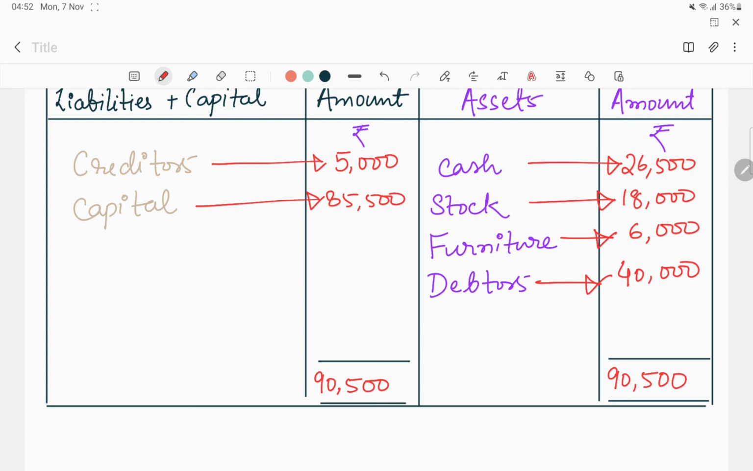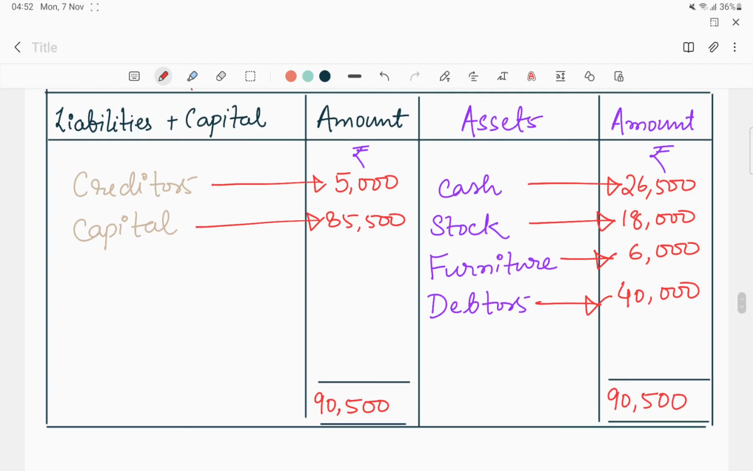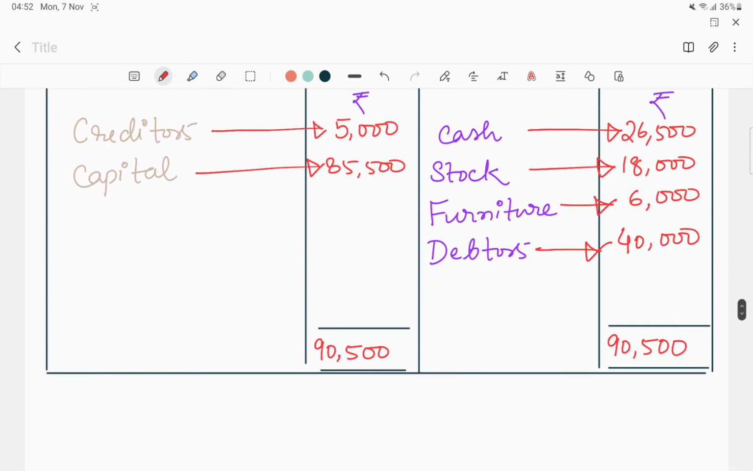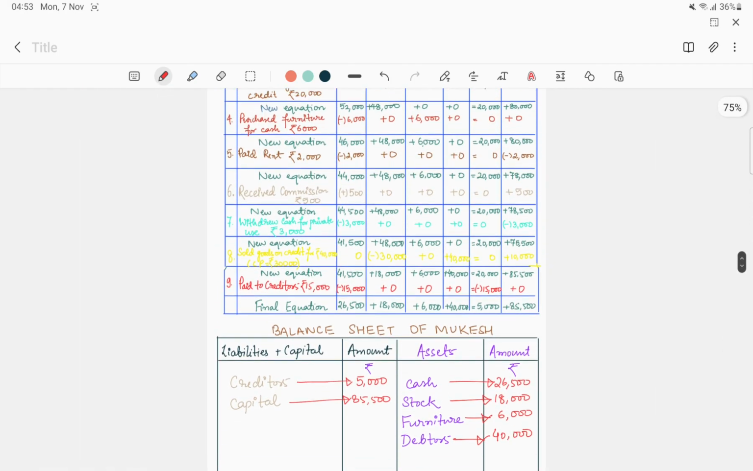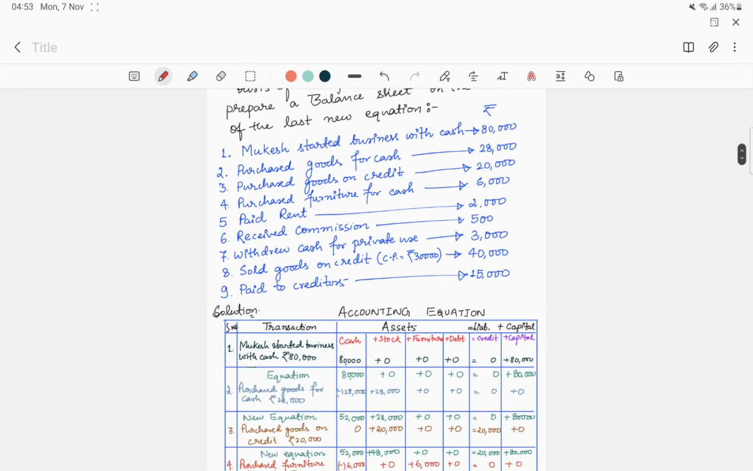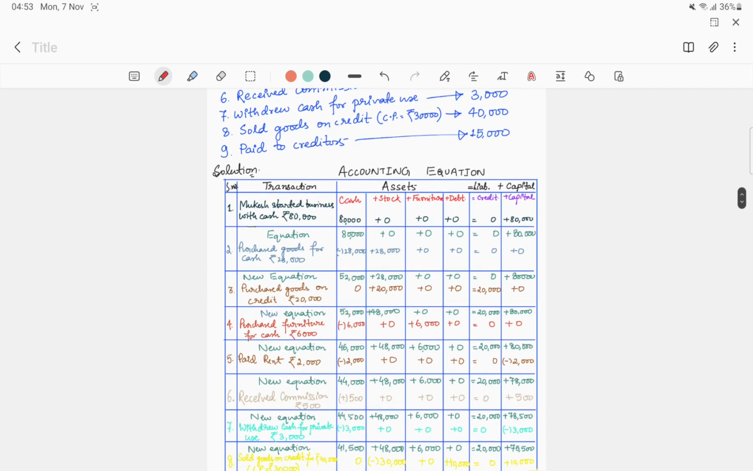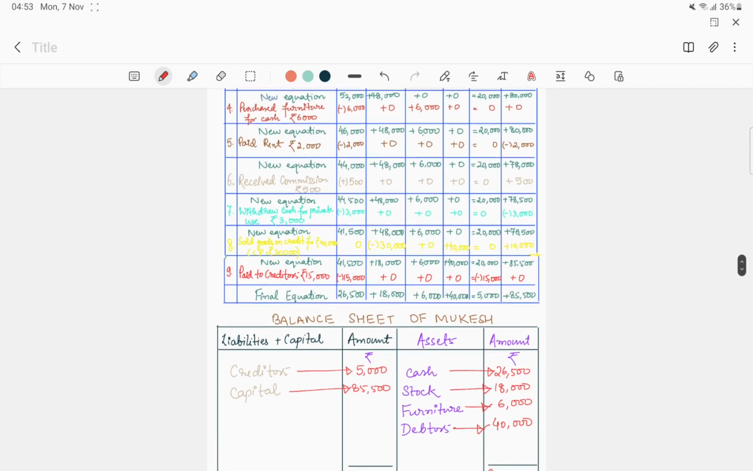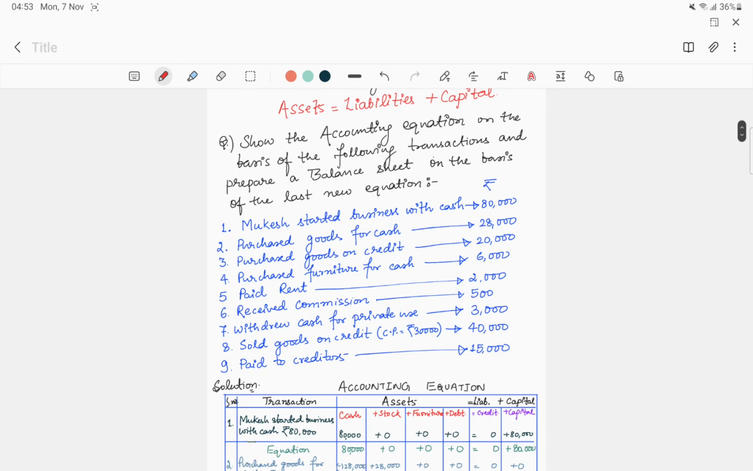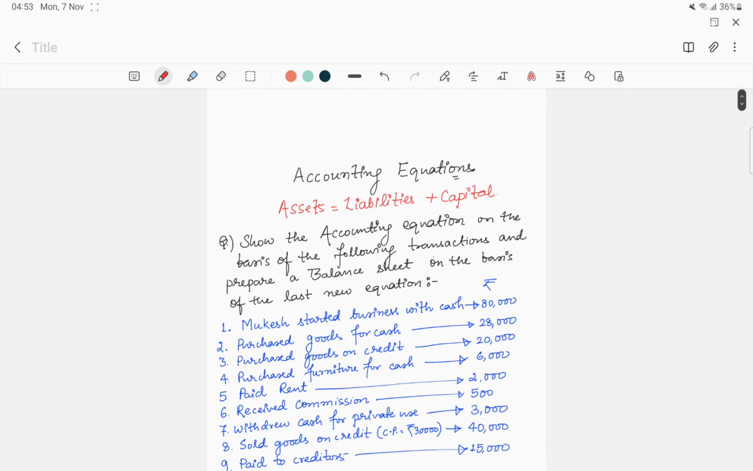So you can see in the last equation we are getting assets equal to liabilities plus capital. That means whatever transactions we have recorded using the accounting equation are correct. So this is the way you can solve this problem and prepare the balance sheet at the last. It's a very important numerical problem from the subject of accountancy. You can definitely get a question like this in your exam.